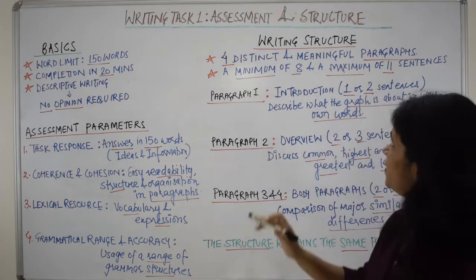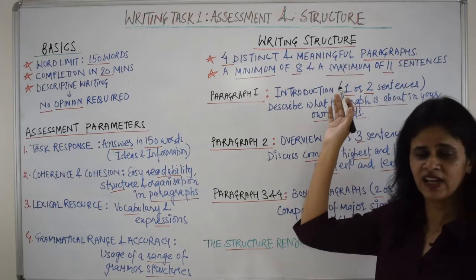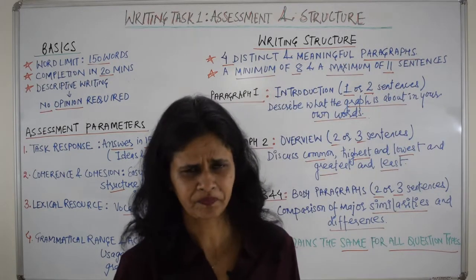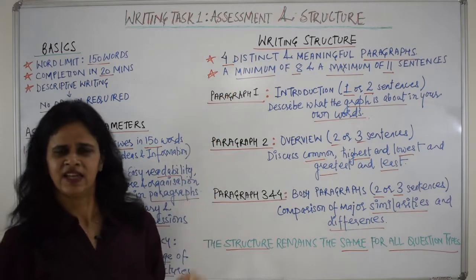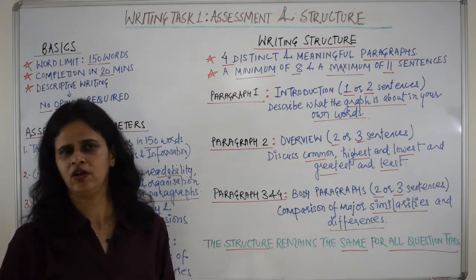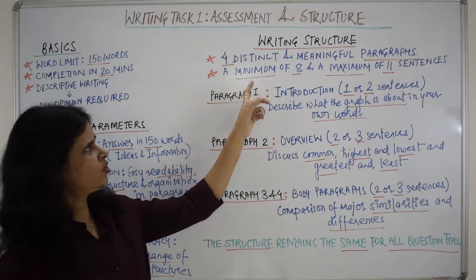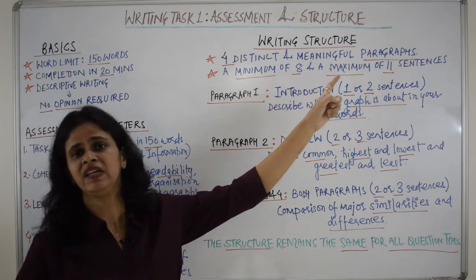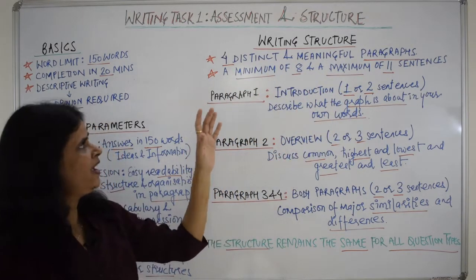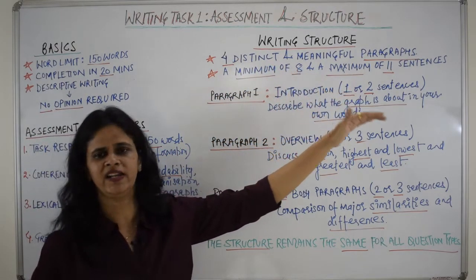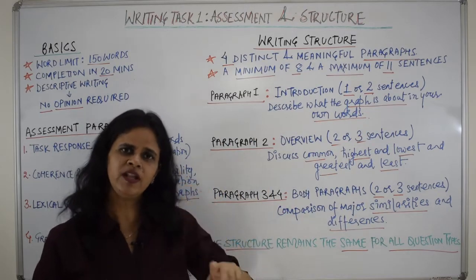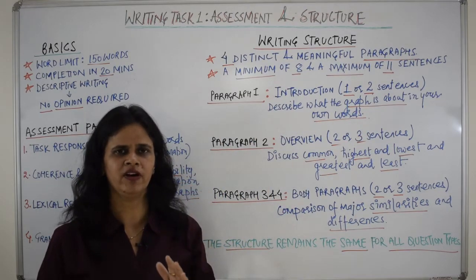Now coming to the writing structure that we use in your task 1, the very first thing is that an ideal organization, according to me, should consist of 4 distinct and meaningful paragraphs. Okay, and a minimum of 8 and a maximum of 11 sentences. This will cover your word limit of 150 words.